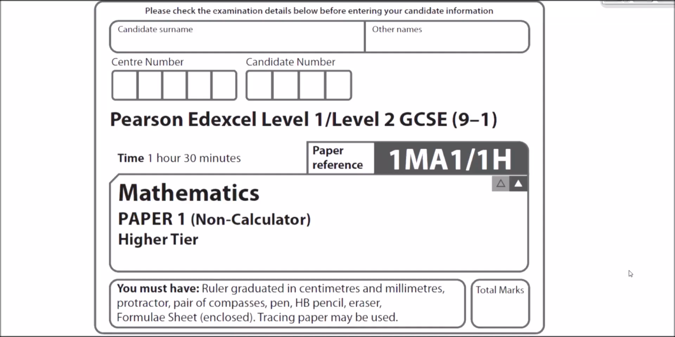Hi there. So today we're going to have a look at November 2022's paper 1 GCSE Maths Higher Tier, the Edexcel version. So this was set in early November, I believe, and non-calculator, and we're going to have a look at all the questions together.